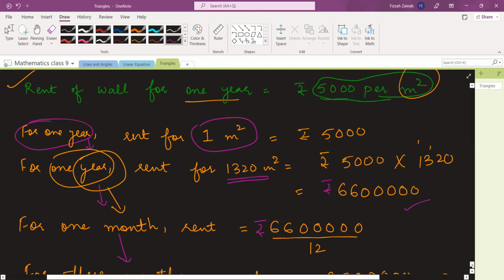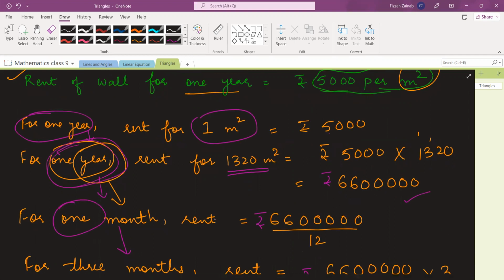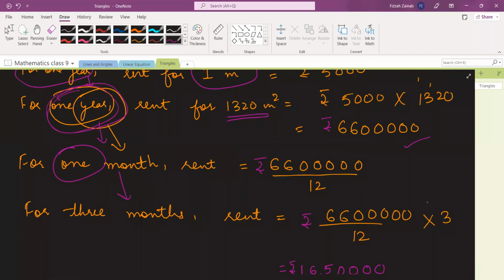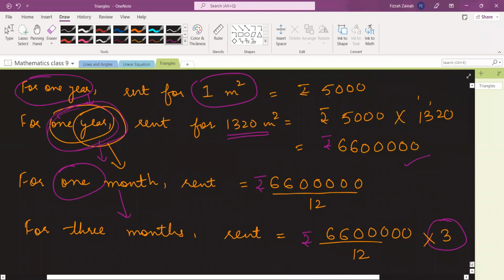Is that okay? Now this is for 1 year, and you want to find for 3 months. So first you convert it into 1 month. For 1 month you divide by 12, and then for 3 months you multiply by 3, and then you get this rent. I hope it's clear. Yes, ma'am. Okay, question number 3 now.